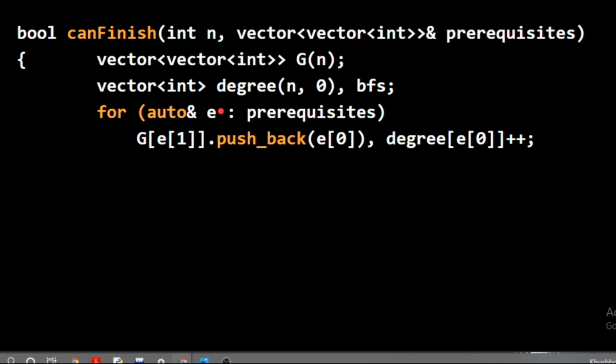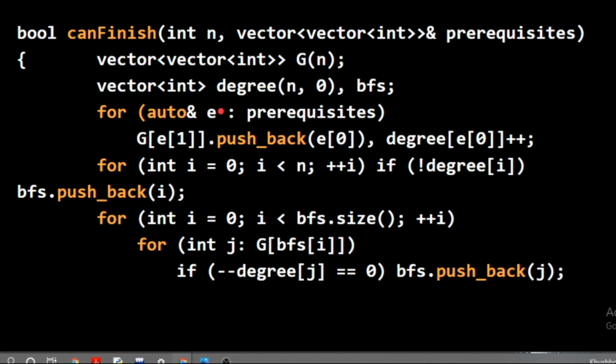For this I have taken a vector of vectors as the graph G, and two vectors, degree and BFS. For all the prerequisites, firstly we are forming this graph and giving the key E1 the value E0, which means the key is the course previously needed and E0 is the desired course. Then we increase the degree for our desired course by 1, which means it needs one previous course to complete itself. Then we are iterating over the range and saying if the degree is 0, we push it into BFS, and then for all its neighbors we are decreasing the degree by 1 and checking if it is 0, we are again pushing it into BFS.